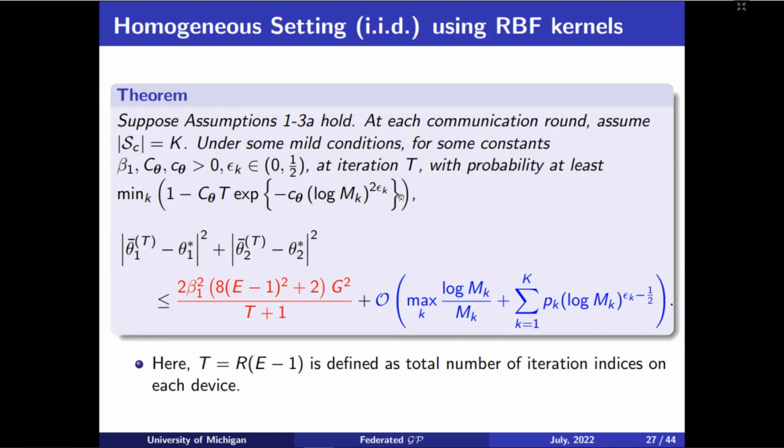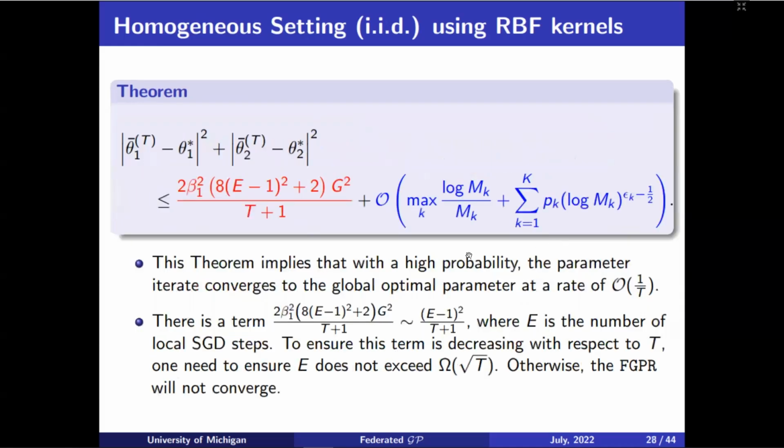prove that with a high probability, the model parameter will converge to the truth at a rate of 1 over T plus 1 plus some error terms. Here, T is equal to the number of communication rounds times the number of local steps E minus 1, which means T is the total number of iterations indexed on each device. And now let me analyze this convergence bound one by one.